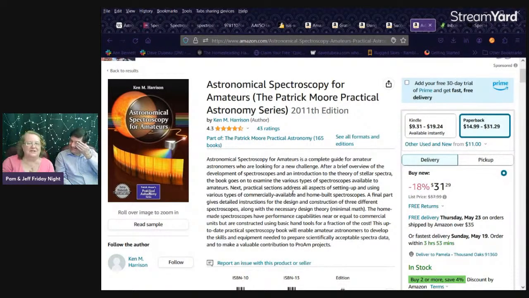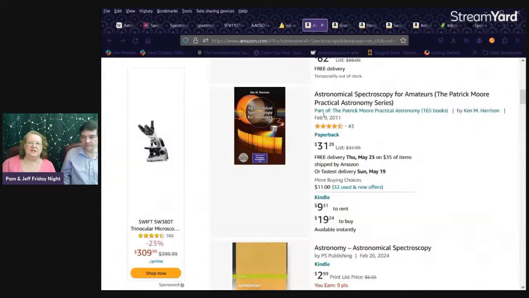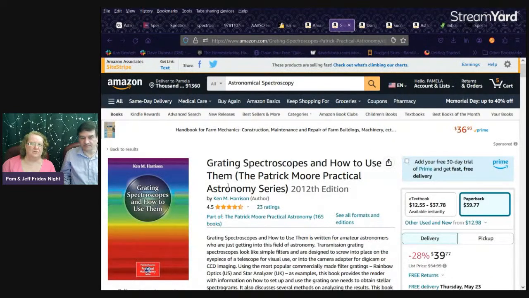I was just strictly looking at, can I find a beginner book on how to actually do this for myself? And I think the answer is yes. I think this would be the place I would start, just reading the different descriptions for the books. So there's the general list, and then I found a couple of other ones: grating spectroscopes and how to use them. Again, Patrick Moore.